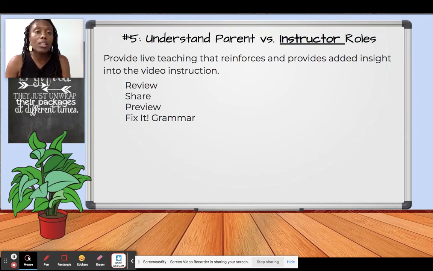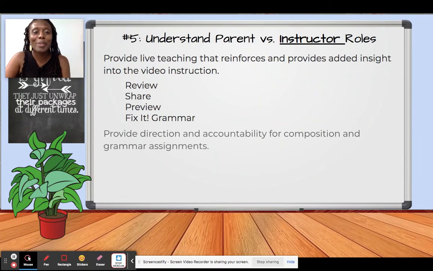And every single week, we will finish the day one sentence in class. And the rest of the sentences will be assigned for homework for that student to work on after class and to submit for homework. I will also provide direction and accountability for composition and grammar assignments.